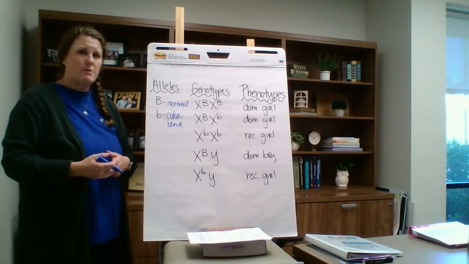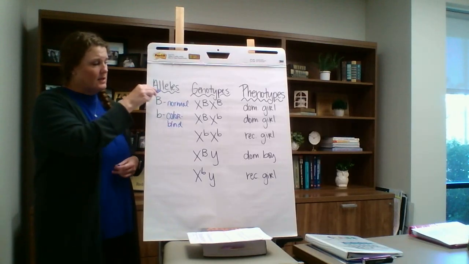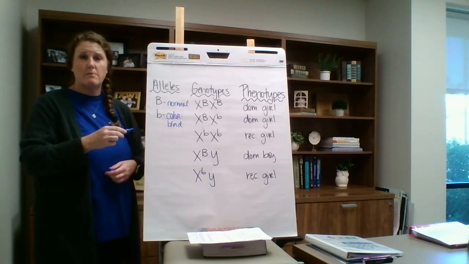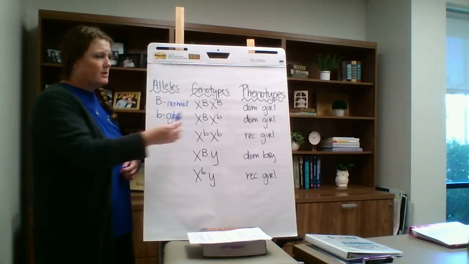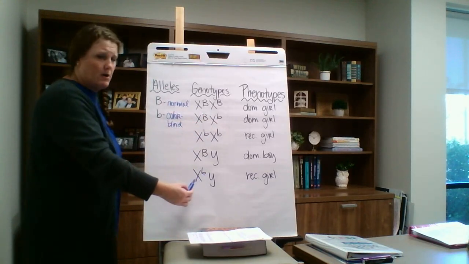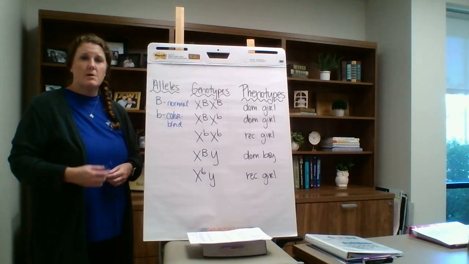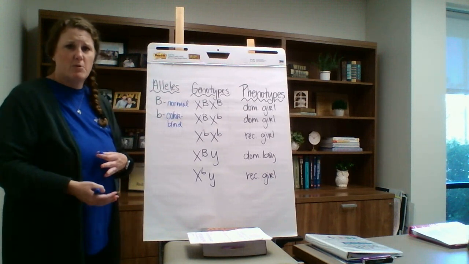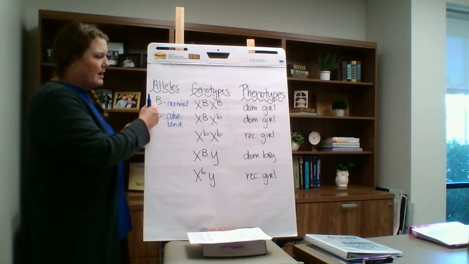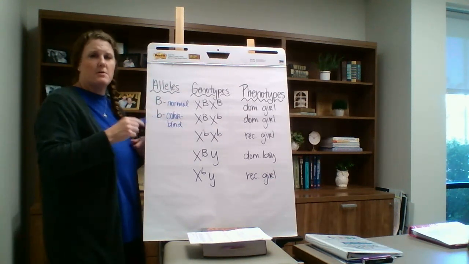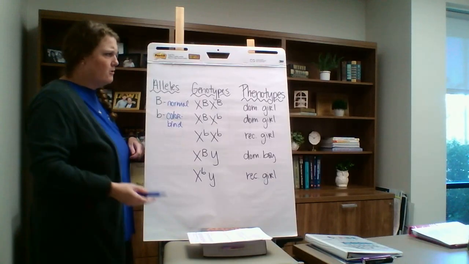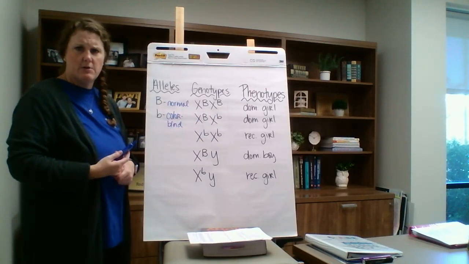Now, in this case, when we write our genotypes, these alleles are on the X chromosome. Okay, so we're going to have to include our XX and our XY as part of our genotype. Because once again, girls are going to get 2 copies, boys are only going to get 1. And so we write the alleles as superscripts on the X. So for girls, there's 3 possible genotypes.